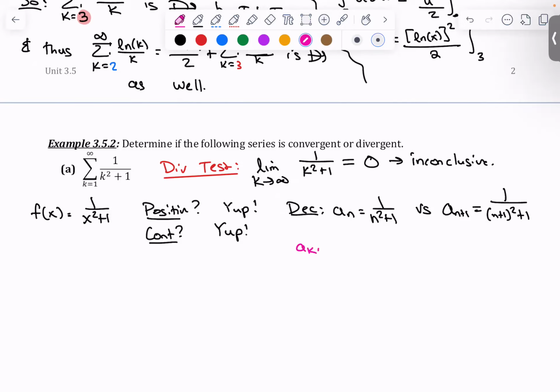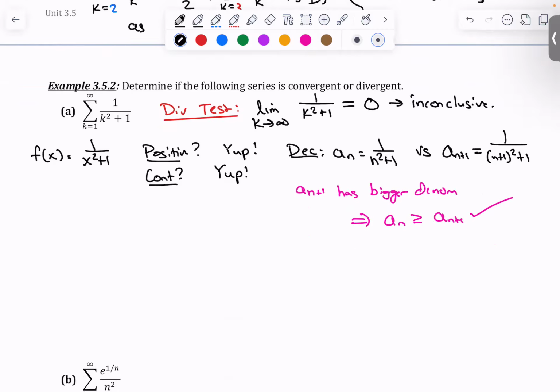A sub n plus 1 has a bigger denominator, which implies that a sub n is greater than or equal to a sub n plus 1. Check mark. All three conditions are satisfied. Any questions on that? Then we will look at the integral test.